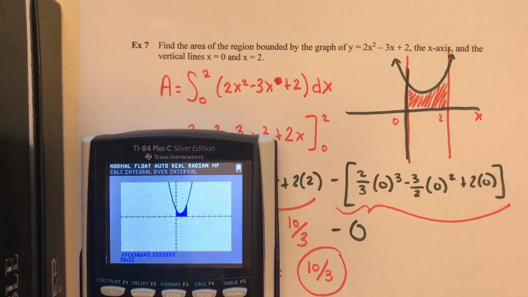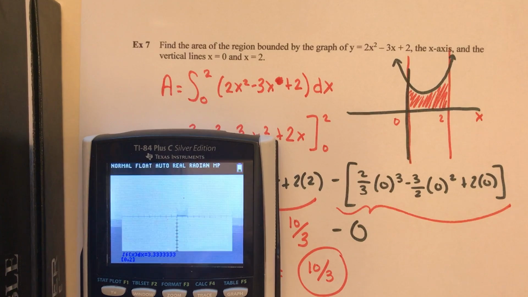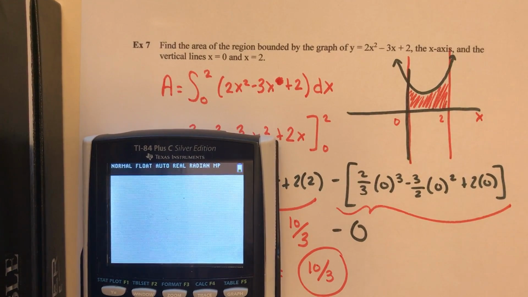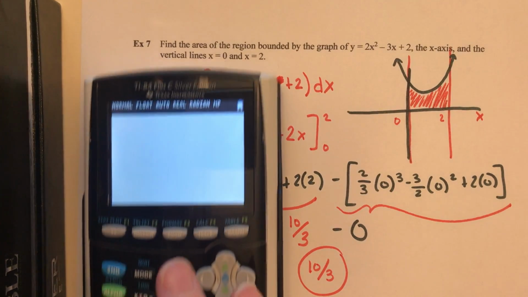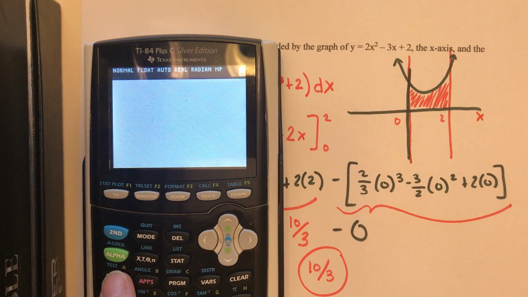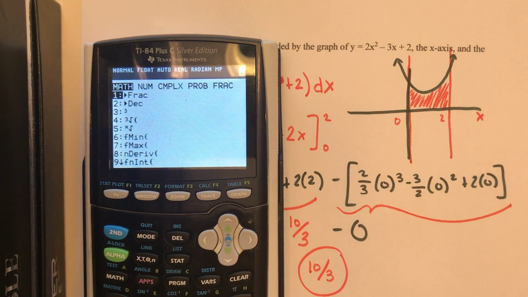Now I'm going to show you another trick as well. So let's go to the main screen of your calculator. You can also find definite integrals on your main screen. So you're going to go to the math button. I'll point to that right here, the math button. And you're going to scroll all the way down until you get to number 9. That stands for function integral.